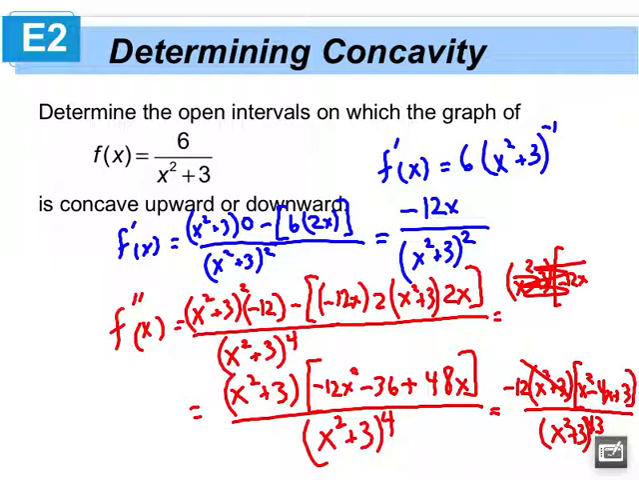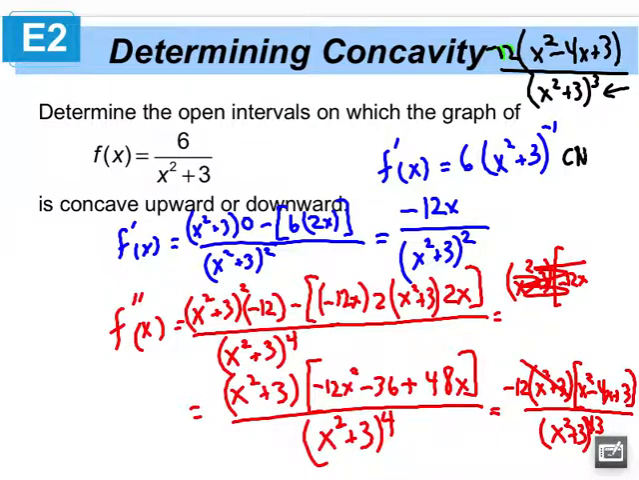This is a little hard to read, but if we bring it up here, I've got negative 12 times x squared minus 4x plus 3 all over x squared plus 3 to the third power. That's not going to give us anything because we already talked about that. You can't make that 0. But I'll get two critical numbers from this because that factors into x minus 3 and x minus 1. So my critical numbers from the second derivative would be x equals 3 and 1.